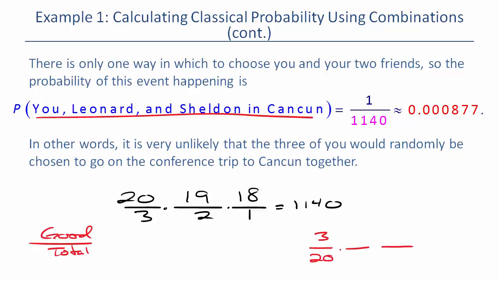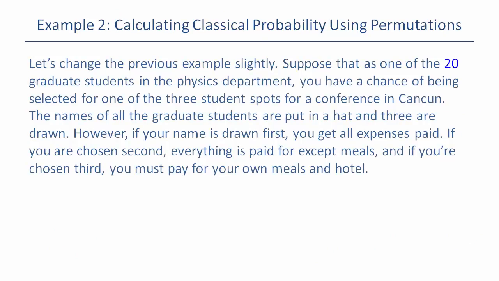All right, now I've chosen one. There's only two good choices left, right? Because if I chose, let's say, Leonard, now I only have you or Sheldon to choose from, and there's only 19 total students, and then there's one out of 18. And when you reduce this, these will all reduce down, and you'll end up getting 1 over 1140. You get the probability. You don't have to do two steps. That's the beauty of the dash technique, is you can get the answers directly rather than having to do a combination and another combination and then do a fraction of those two combinations.